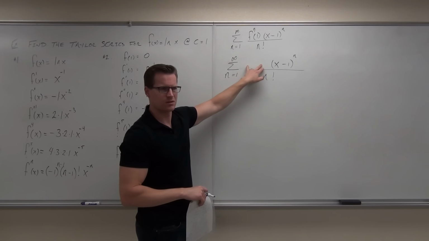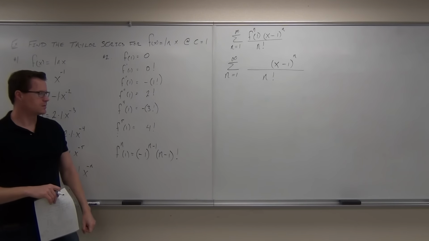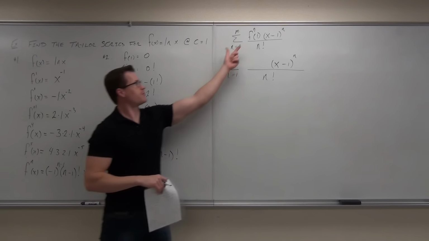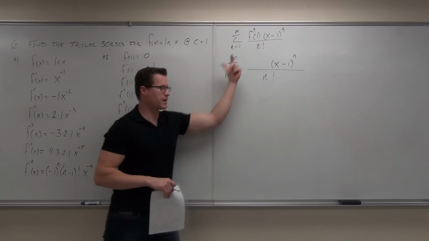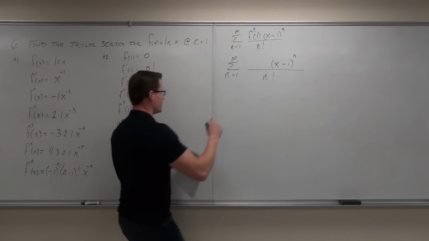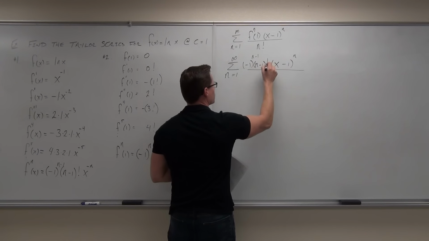Have I lost you? No. What goes there then? Negative 1 to the power n minus 1 times n minus 1 factorial. Perfect. That's exactly right. It's literally this thing. If the nth derivative of f evaluated at 1 is this, which we found two different ways really, then we're going to plug that in. So negative 1 to the n minus 1 times n minus 1 factorial.